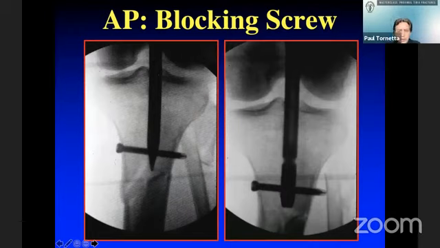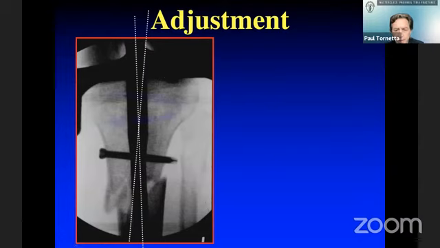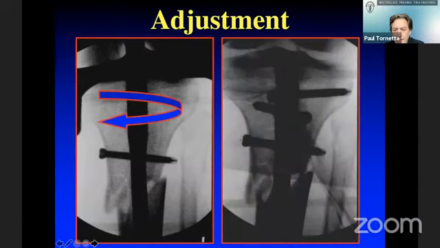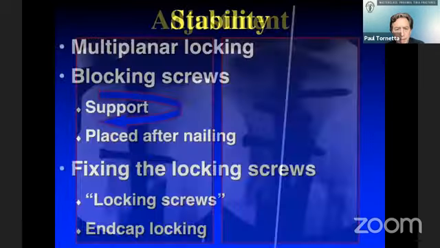You can also see there's a little bit of angulation here. So if you look at this, there's just a little bit of an angulation, and you can adjust that to get rid of the angulation and accept a little bit of translation. So by rotating the nail, you can correct that, and now you get perfect alignment with a couple of millimeters of lateral translation, and that's a good trade to make.